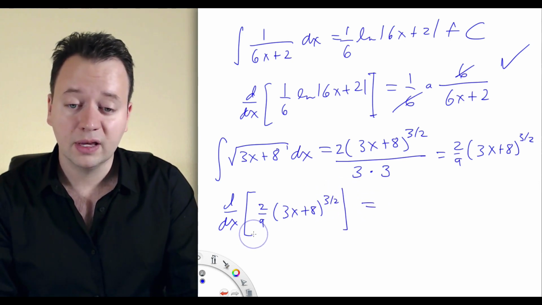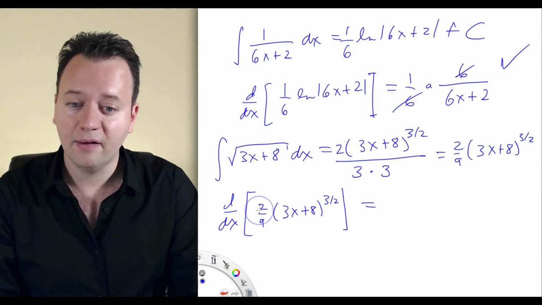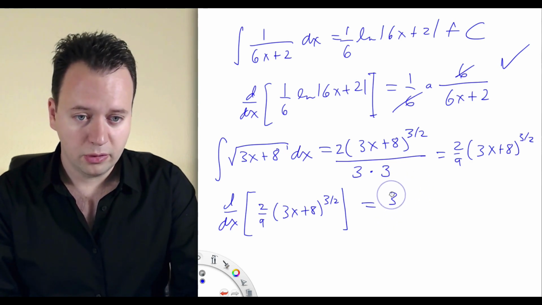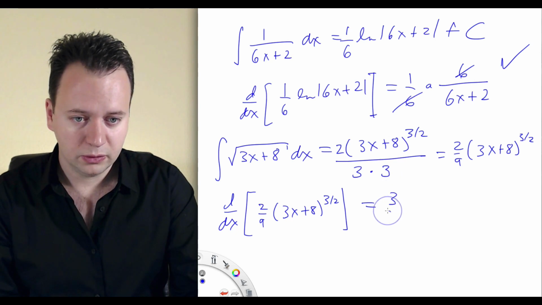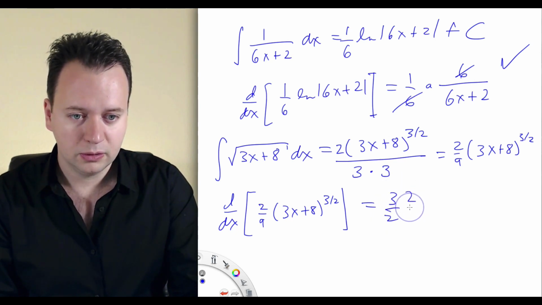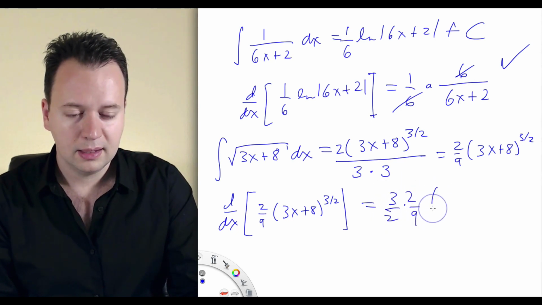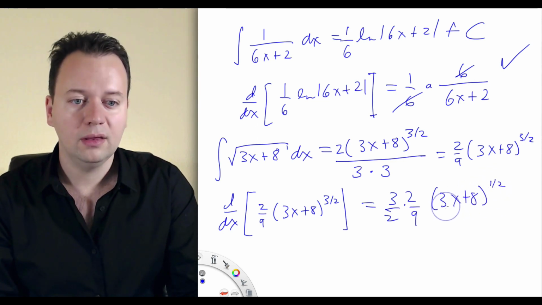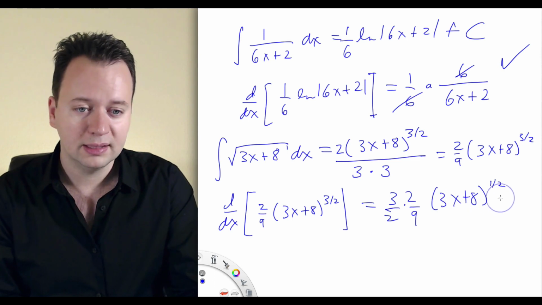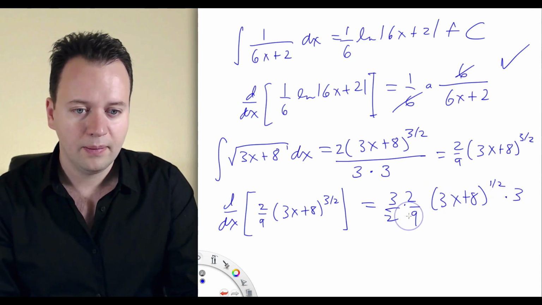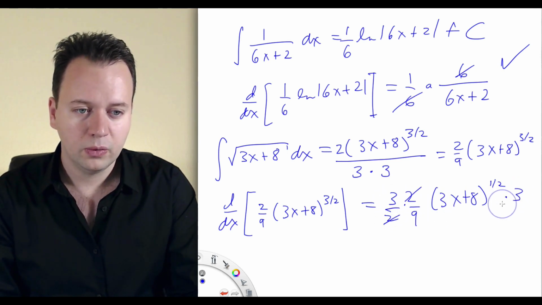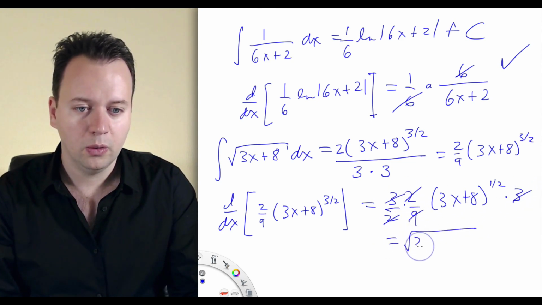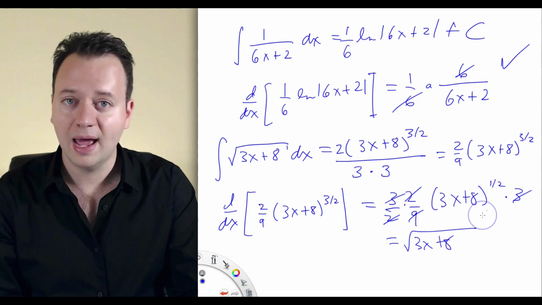The 3/2 comes down. Now when you do 3/2 times 2/9, let's just do 3/2 times 2/9, and then times 3x plus 8 to the 1/2, and then don't forget to multiply by the 3 inside, so we get an extra factor of 3. Well, the 2's cancel. 3 times 3 over 9 is all 1, and we just get the square root of 3x plus 8 because the 1/2 is the square root.